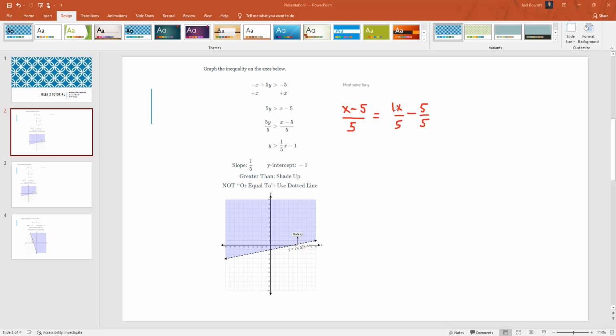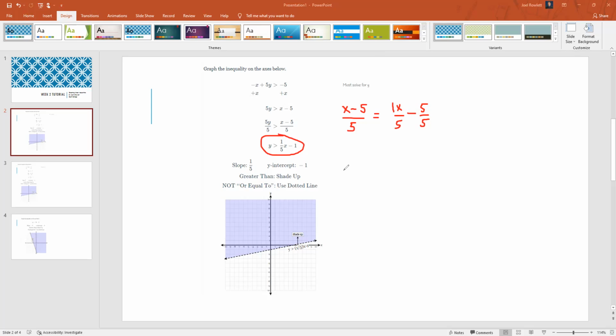Remember, there's an understood 1 in front of the x. And this was our goal here. We've isolated y. We have y by itself on the left side in this case. And this would read that y is greater than 1/5 x minus 1. So the question is, how do we graph this?